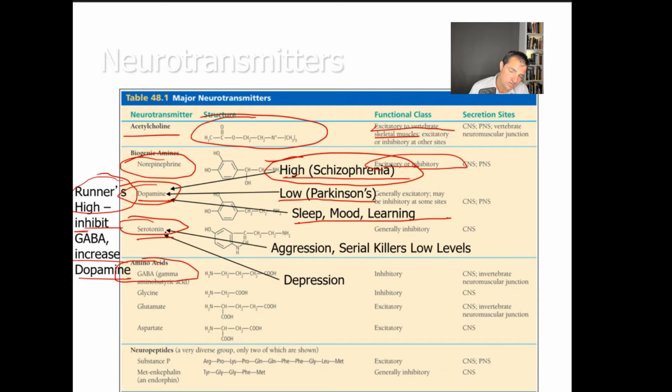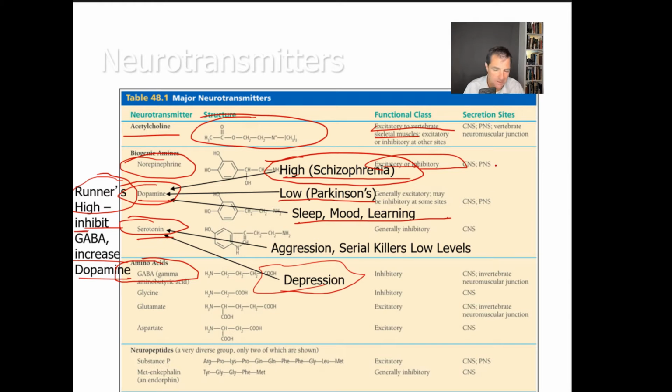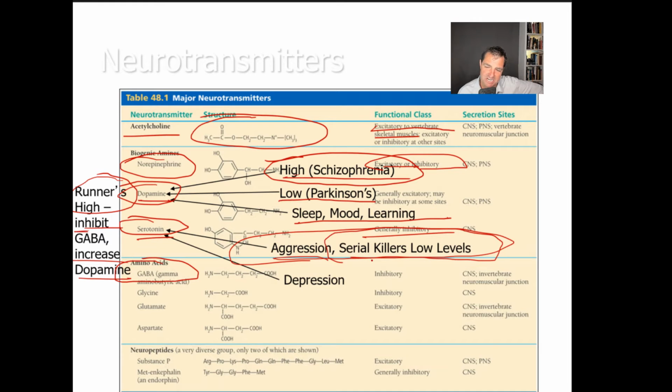Then you have serotonin. Serotonin is the famous neurotransmitter associated with depression. People with low levels of serotonin are definitely associated with depression, and there are a lot of medications that people can take that are designed to affect serotonin levels in different ways. Okay, so serotonin is generally an inhibitory one, and again, we'll get to that in a second. They've also found that low levels of serotonin are not only associated with depression, but also with aggression. And it turns out someone did a study on serial killers.